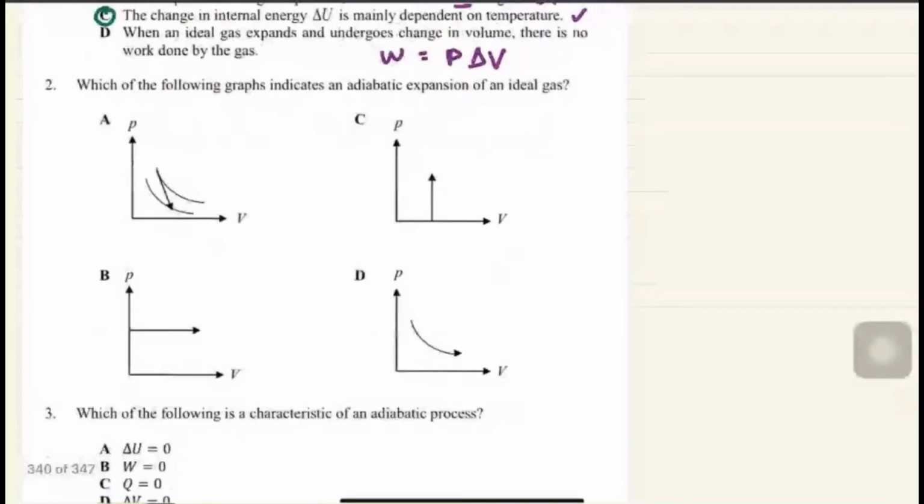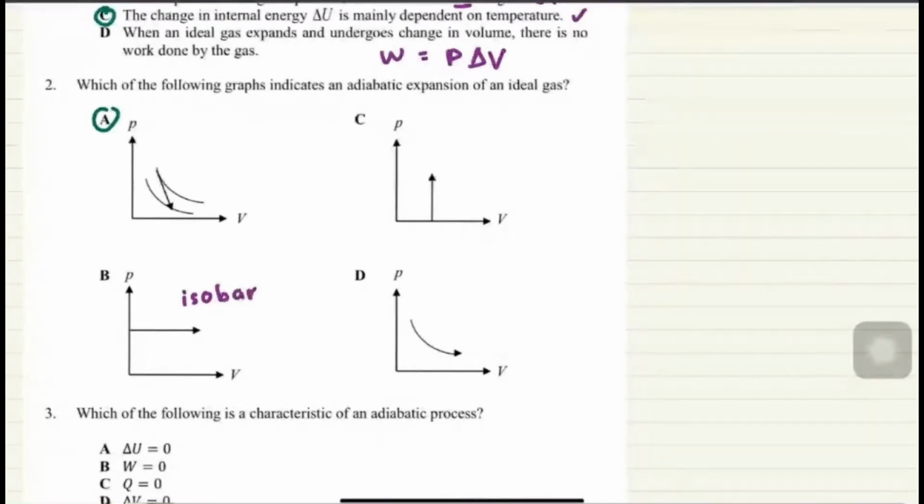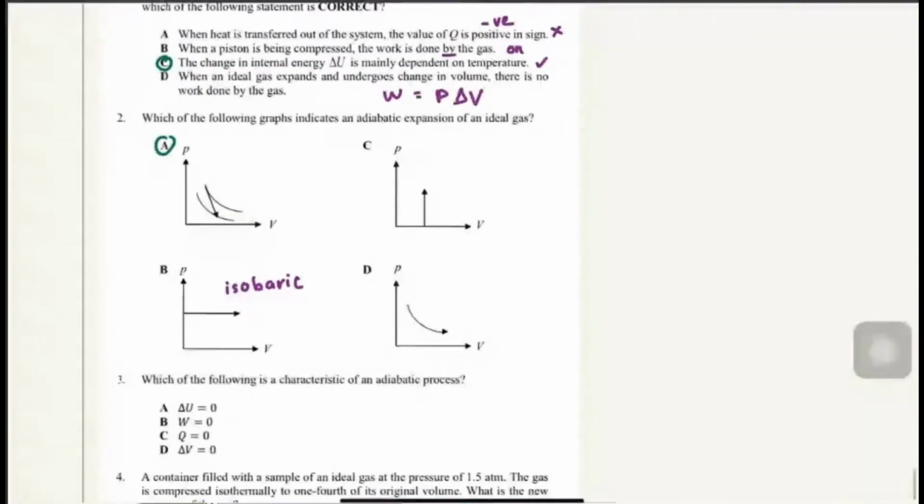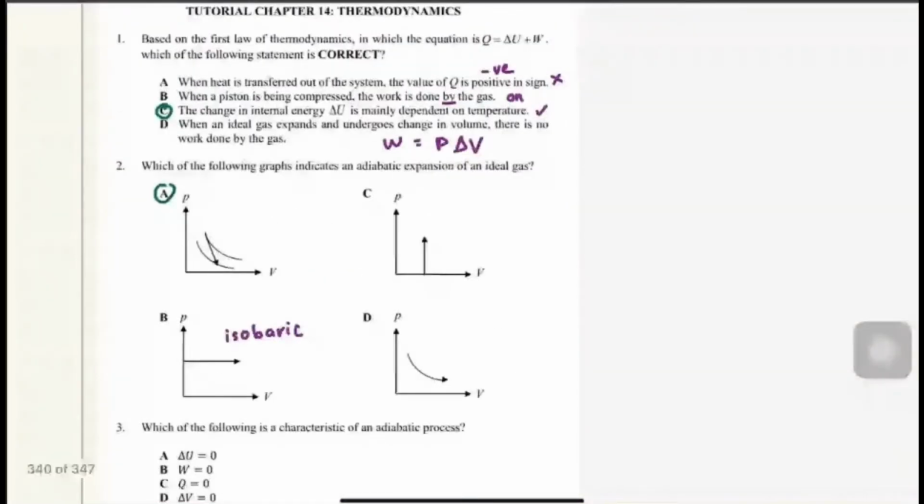Question number 2. Which of the following graphs indicates adiabatic expansion of an ideal gas? A sir. A, okay, very good. So, yang B ni untuk apa? Constant pressure? Isobaric. Salah ke betul? Salah. Supposedly apa?